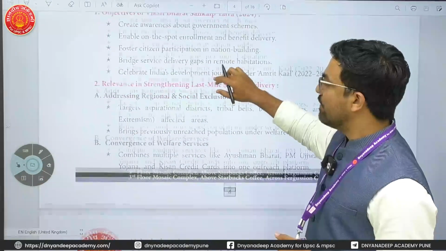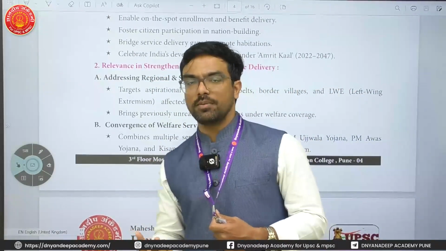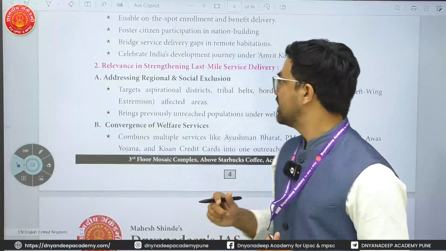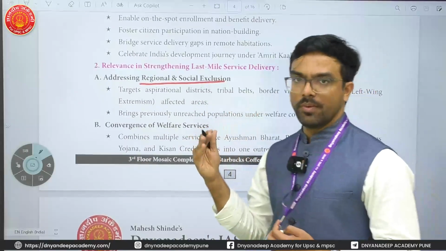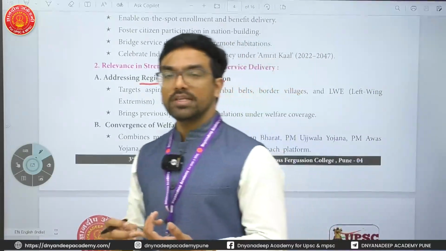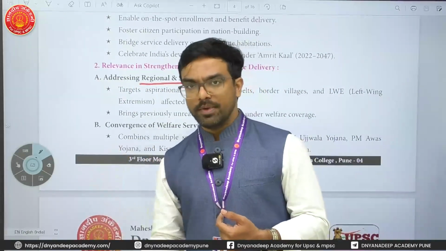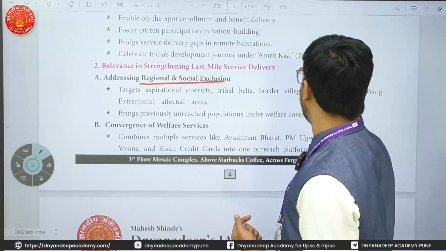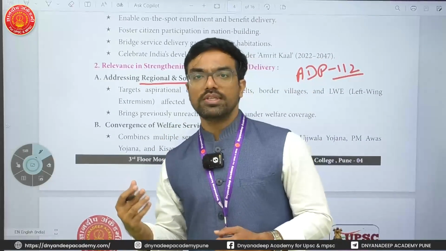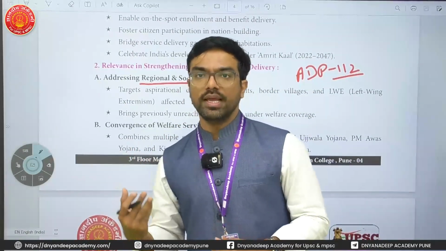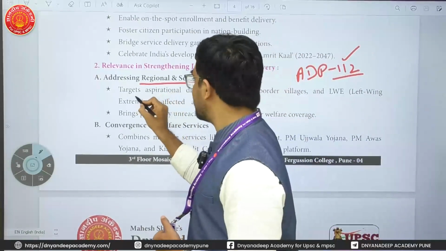Now they are asking about relevance. So we have to write what is the relevance of this Viksit Bharat Sankalp Yatra in ensuring last mile service delivery. So what is the relevance? It is addressing regional and social exclusion, because this yatra specifically focuses on aspirational districts. What are aspirational districts? Those 112 districts under the Aspirational District Programme. These are 112 districts which are backward economically, socially, and developmentally.